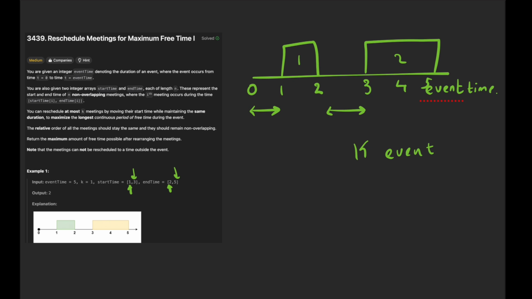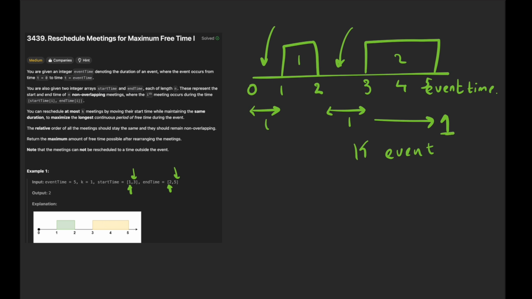So this is free time. As you can see, the gaps in between these two events, or the start time and event time. So this is 1, this is 1. So in the current scenario, the maximum free time which we can get is 1, right?